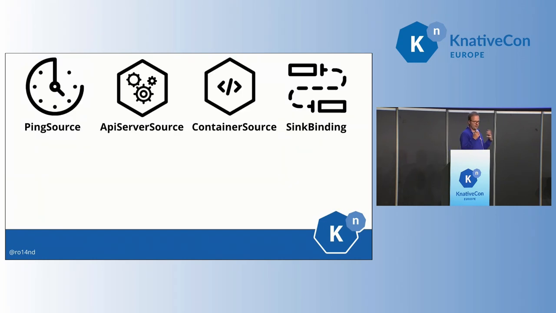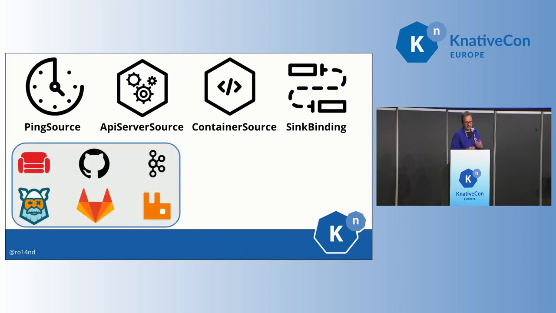But first of all, have a look at the existing sources that we have. We have four sources that come out of the box with every Knative installation. We have the ping source, a scheduling source, and the API server source, to connect to the API server of Kubernetes. Then we have more general-purpose sources, like the container source and the sink binding, where you can connect your deployment directly with Knative Eventing.